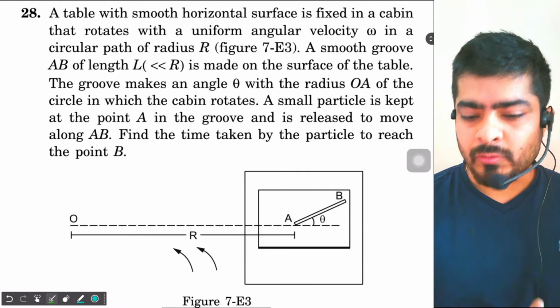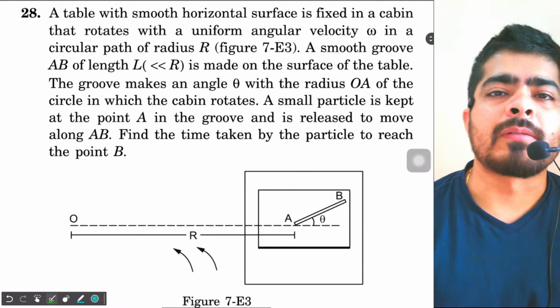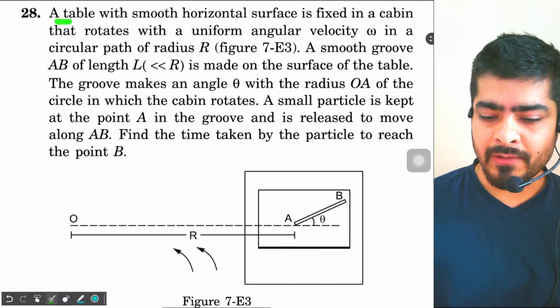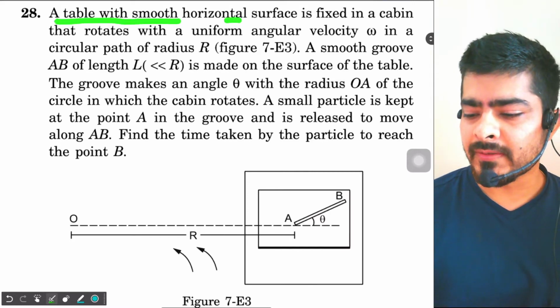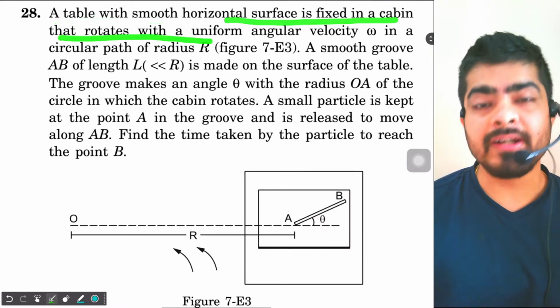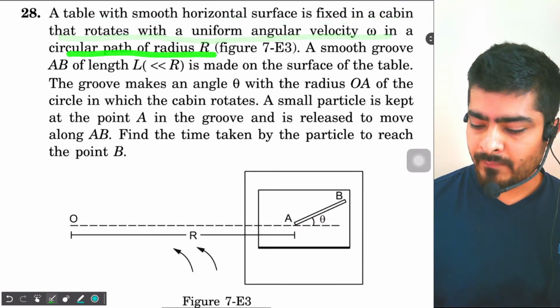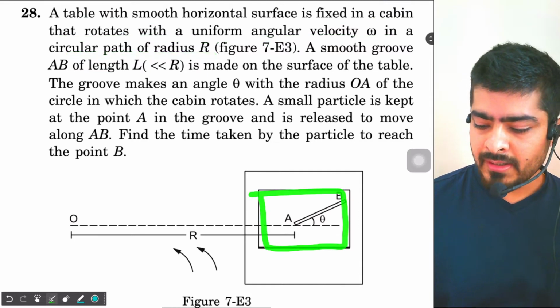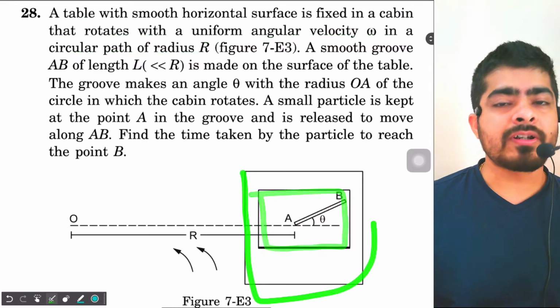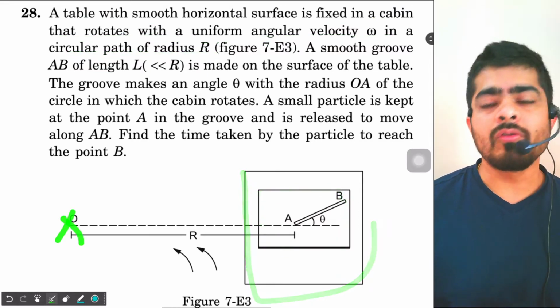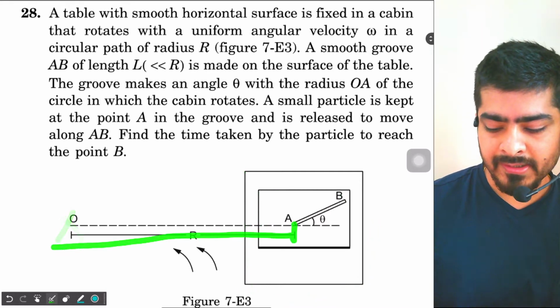Hello students, we have this question from chapter 7 of HC Verma. The chapter is circular motion. We have a table with a smooth horizontal surface fixed in a cabin that rotates with a uniform angular velocity omega in a circular path of radius r. So this is your table. It is inside a cabin and rotating about the point O along a circle of radius r.